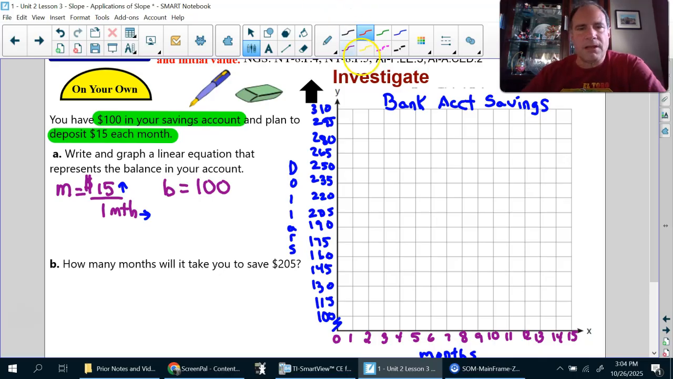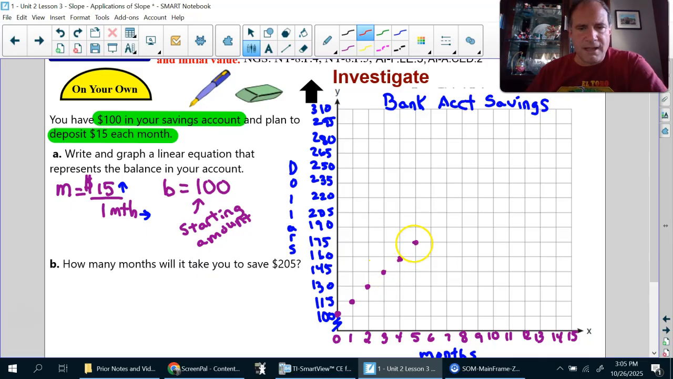All right, so here we go. So at 0 months, this person has $0. No. At 0 months, this person has 100. This is the starting amount, the initial fee. So that means I'm here. Starts at 100. So now we're going to rise 15 and run 1. And then we could just go up like this.